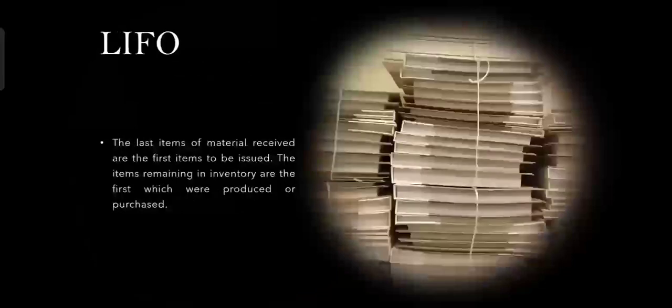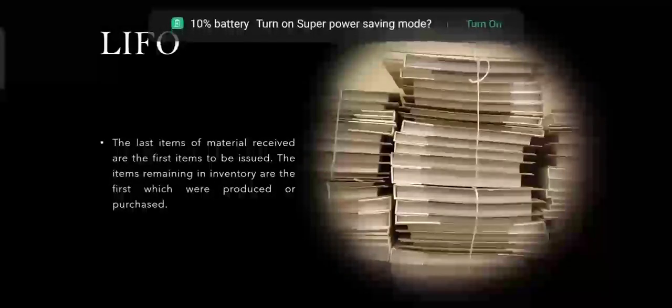The other method is the LIFO method. LIFO is last in, first out. The last items of materials received are the first items to be issued out, meaning that the items remaining in inventory are the first which were produced or purchased. So here we issue out the latest purchases, and the items in inventory at the end of the period are those that were purchased first.